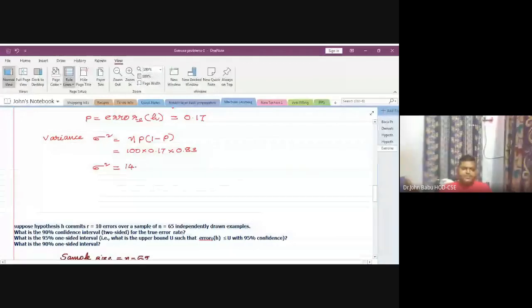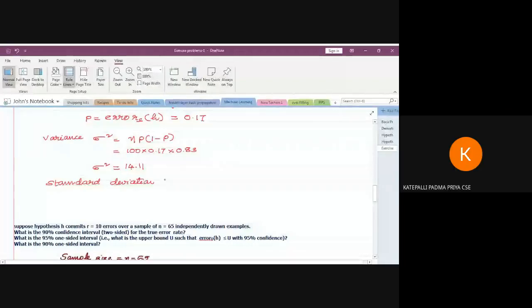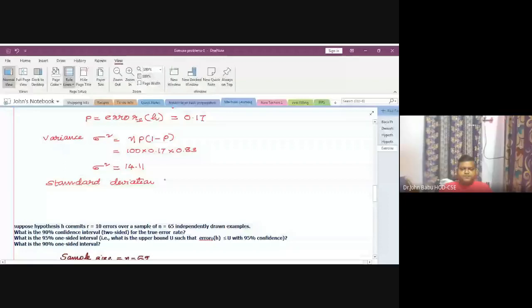14.11, that is variance. And what is standard deviation? Standard deviation is square root of variance. Square root of variance, 3.75. This is the standard deviation. Now what is the confidence interval?